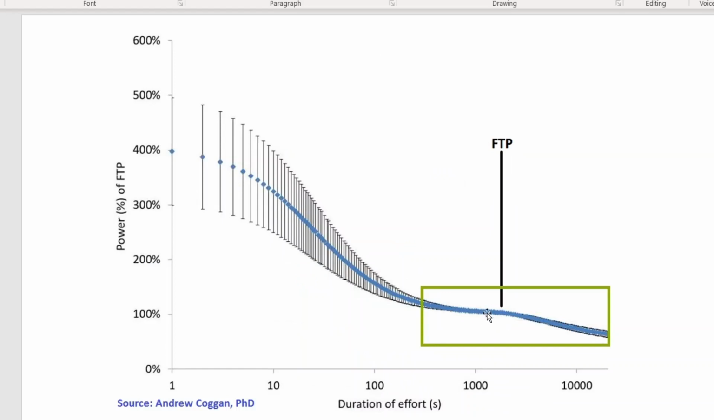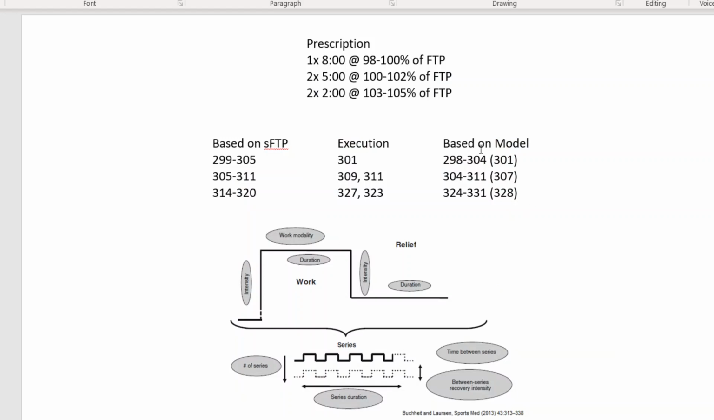Why? Because it's down here in this range. It's really close to FTP, so there isn't a lot of variance from person to person. The next one is the 5 minutes. Based on the FTP as a single anchor point, 100 to 102% of that, that's 305 to 311 watts. If we go by the model, we hover over 5 minutes, take 95% of that, that's 307 with a range of 304 to 311. Again, that's not that different at all.